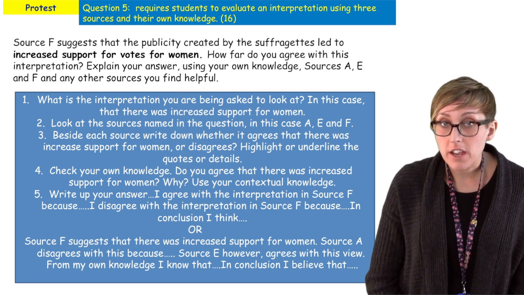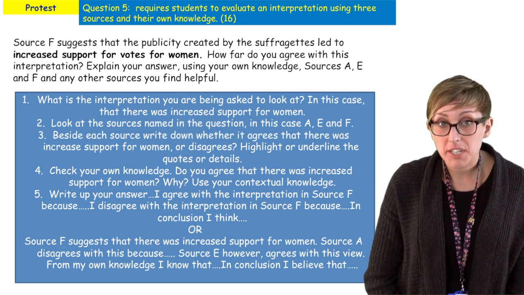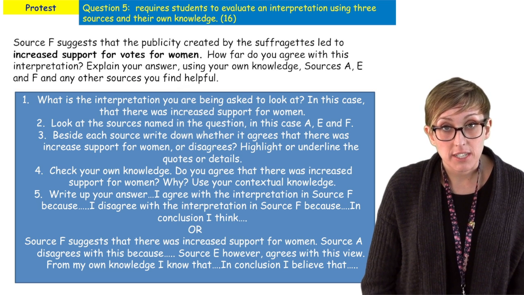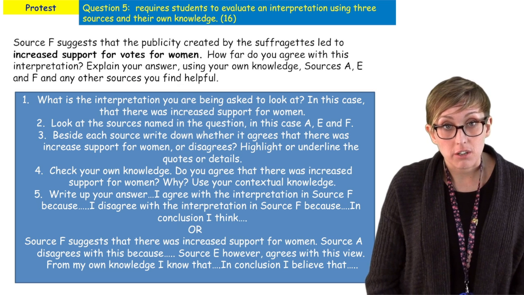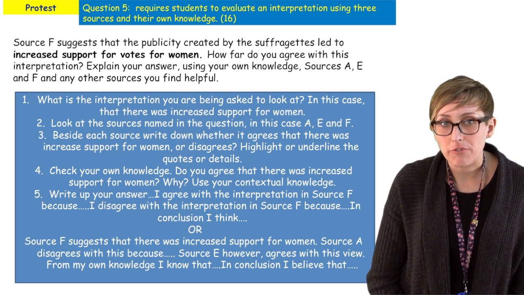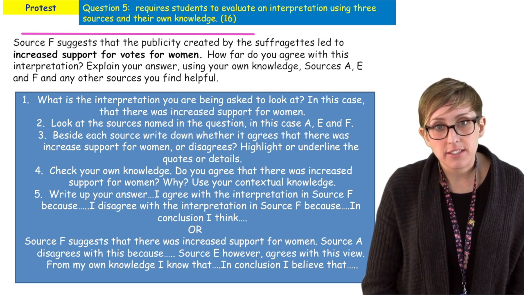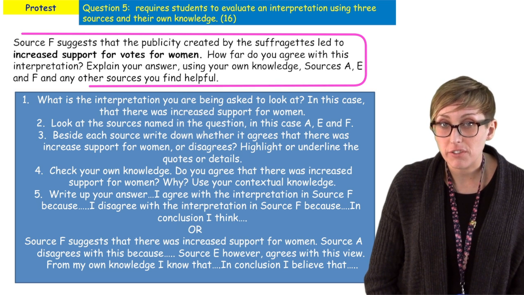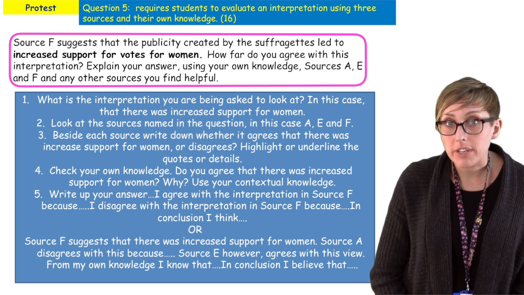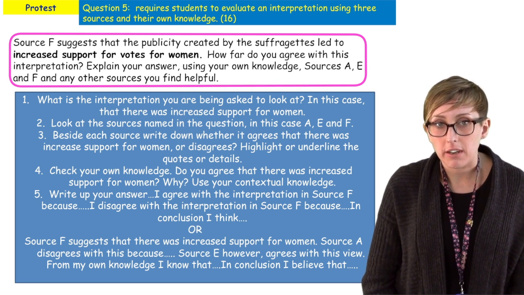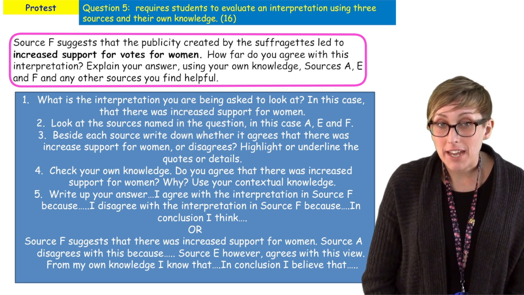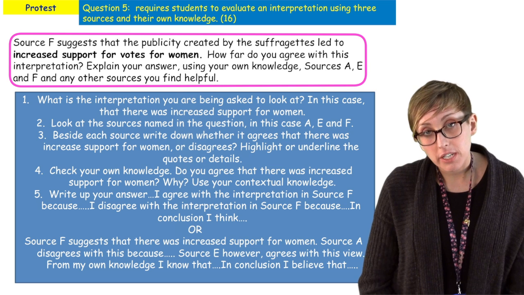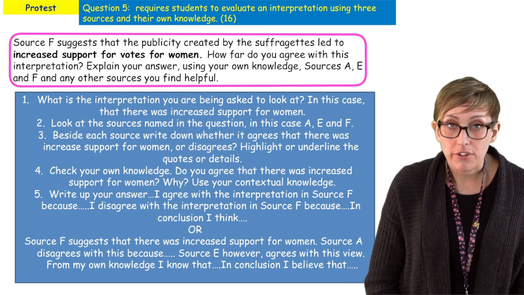Question 5 will require you to evaluate an interpretation, use at least 3 sources, and your own knowledge to come to a conclusion. So for example, a question might read, Source F suggests that the publicity created by the suffragettes led to increased support for votes for women. How far do you agree with this interpretation? Explain your answer using your own knowledge, sources A, E and F.